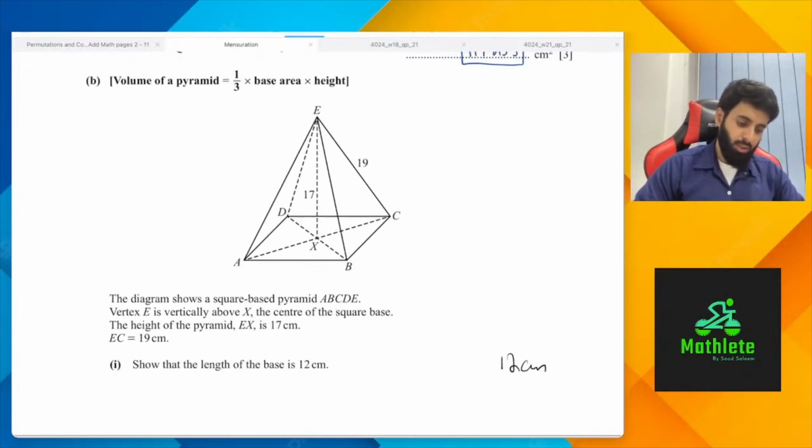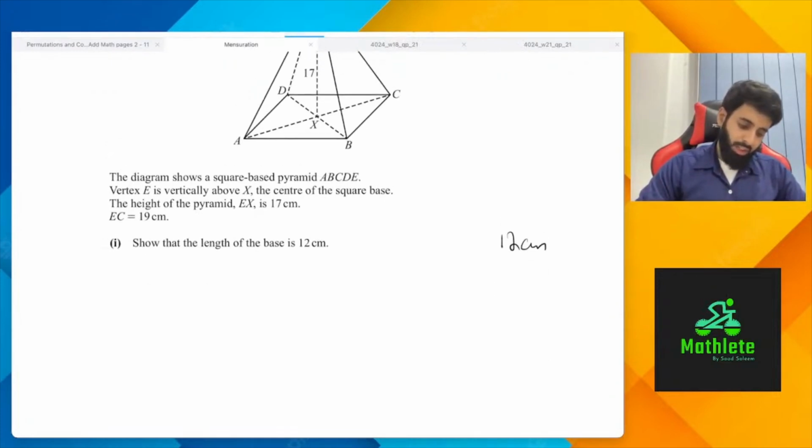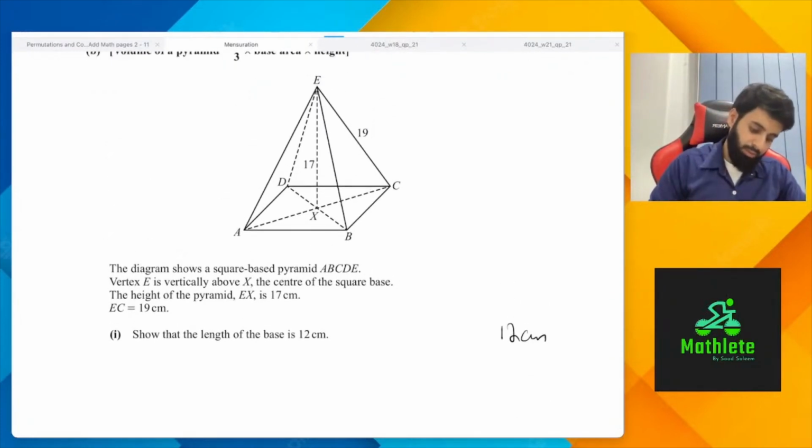Okay, part B. Part B says the volume of a pyramid is 1/3 of base area times height. The diagram shows a square base pyramid. Now, if I were you doing this exam, I would immediately highlight or underline the word square, so that I know I need to pay attention to that. A, B, C, D, E. E is vertically above X, the center of the base. Maybe underline that also, it might come in handy later on. The height of the pyramid EX is 17, and EC is 9.